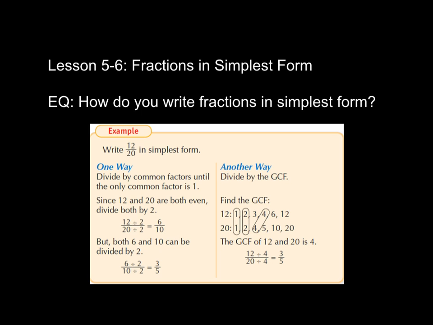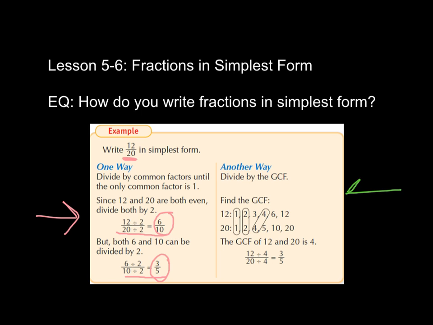So one way is to simply just find a common factor and divide by it. They gave us 12/20ths as their example. And we know 12 and 20 are both even numbers, so they could both be divided by 2. And that's what they did. And they got 6/10. But simplest form means you have to keep dividing it until it cannot be divided anymore evenly. So then they again knew that 6 and 10 could be divided by 2. So they got 3/5. And that's one way.